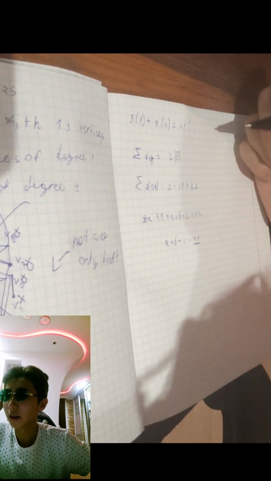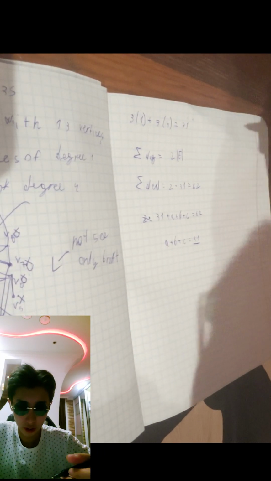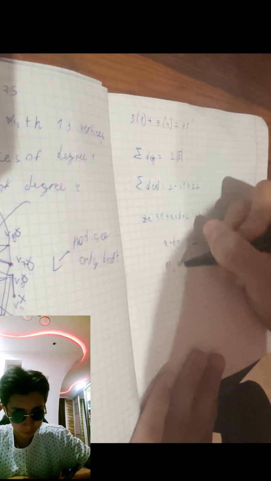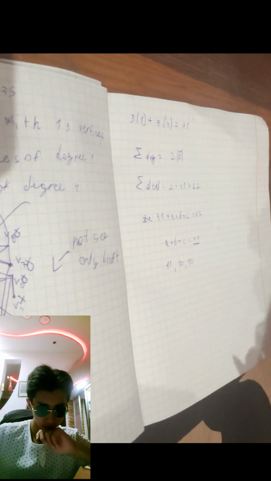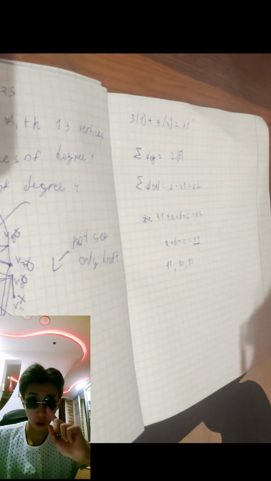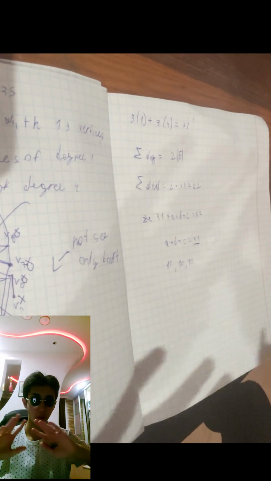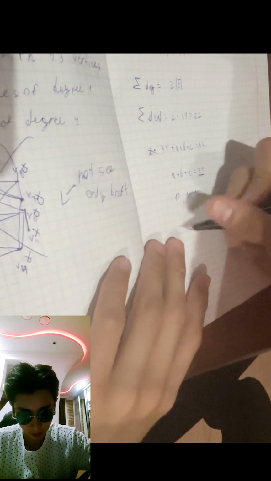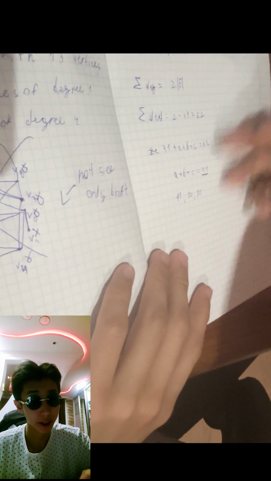The remaining vertices sum to 31, for example 11, 10, and 10. So let's try to make a graph.